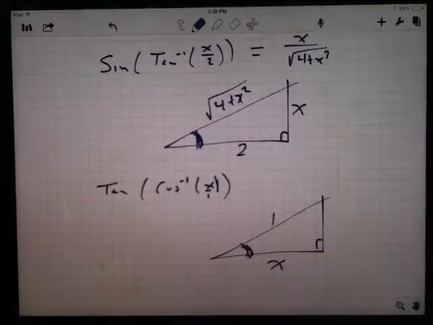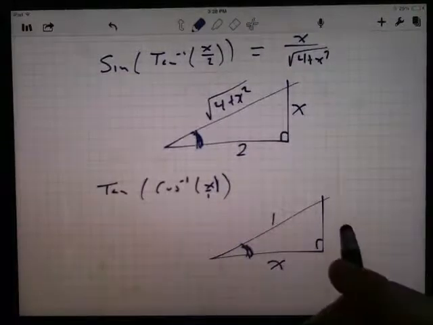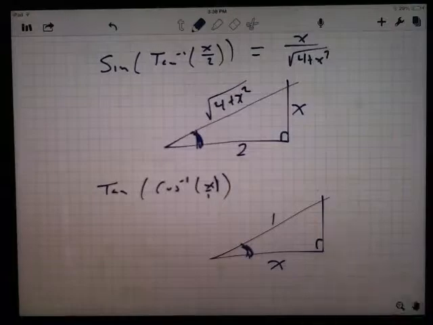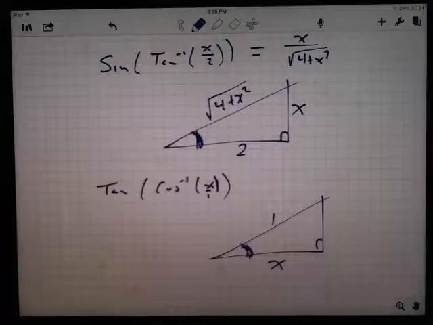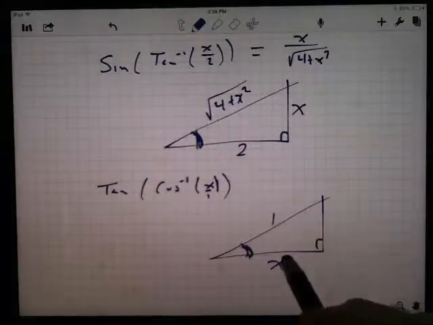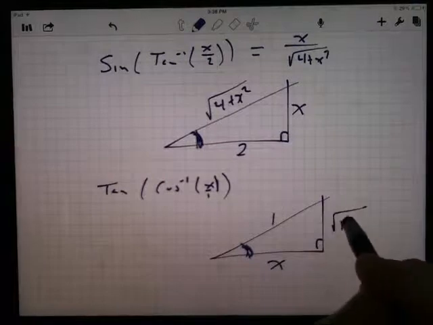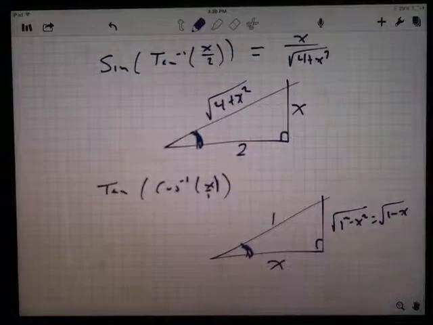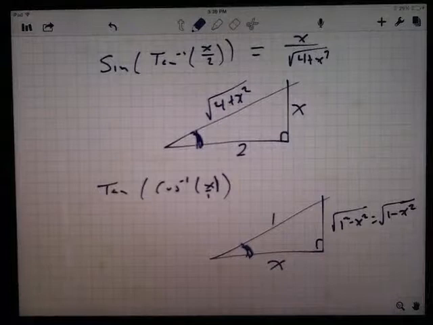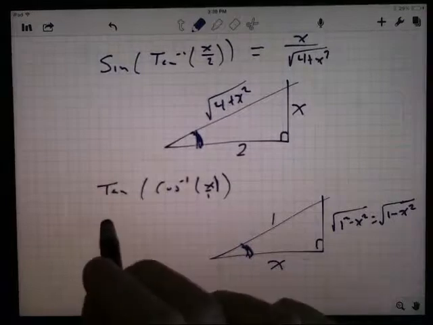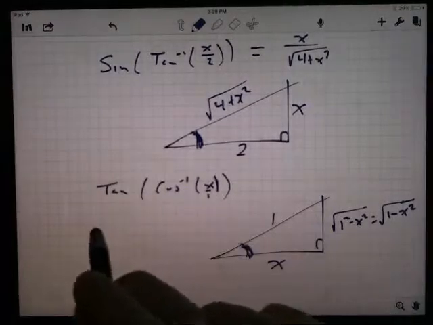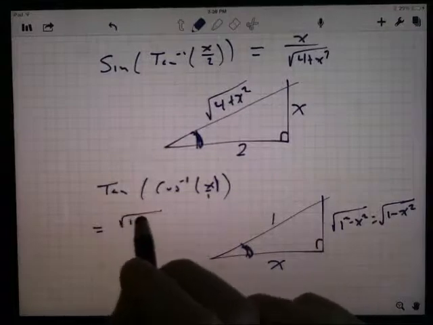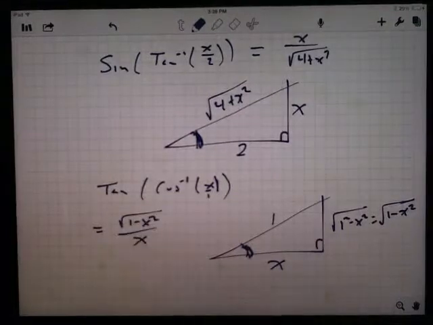I want to know the tangent. Well, in order to know the tangent, I got to know the opposite side. But oh my goodness, if you give me one trig function, I know them all because I've got the Pythagorean theorem on my side, right? So if I take this one squared and subtract that one, 1 squared minus x squared, which is just the square root of 1 minus x squared, sorry. I've got all 3 sides. What's the tangent now? The tangent of the inverse cosine of x is the square root of 1 minus x squared over x.